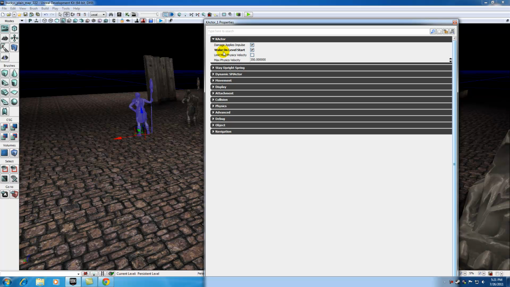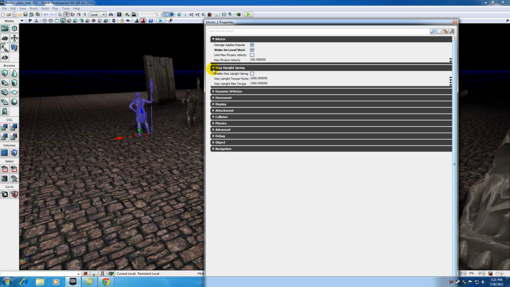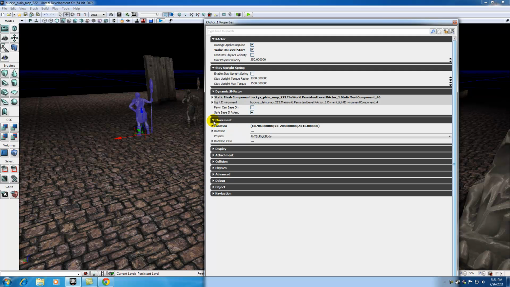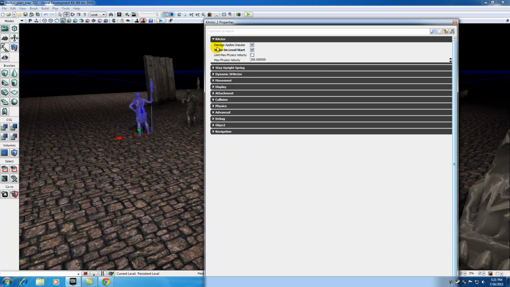Now I don't know why they had to separate all these properties. Look how many properties. Jeez Louise. But anyways, the KActor is this thing itself, so there are a couple properties that we need to go over when talking about that. The very first thing is damage applies impulse, and what this means is our character can do damage a certain number of ways.